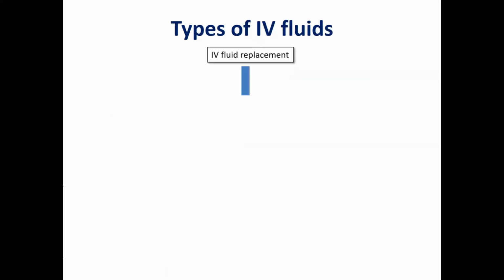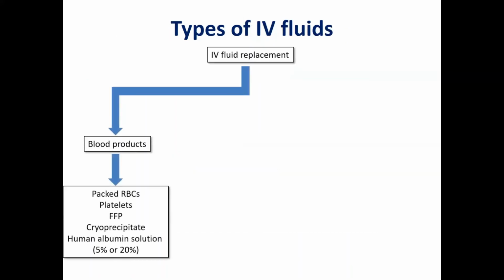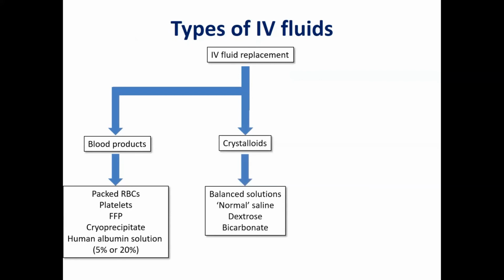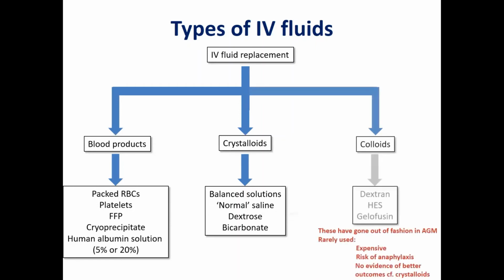So let's talk about the different types of IV fluids. You've got blood products, so red blood cells, platelets, plasma, cryoprecipitate, albumin. You've got crystalloids, you've got balanced solutions, you've got normal saline. That's in inverted commas, and I'll come back to that in a minute. Dextrose, you've got bicarbonate. And then you've got colloids.